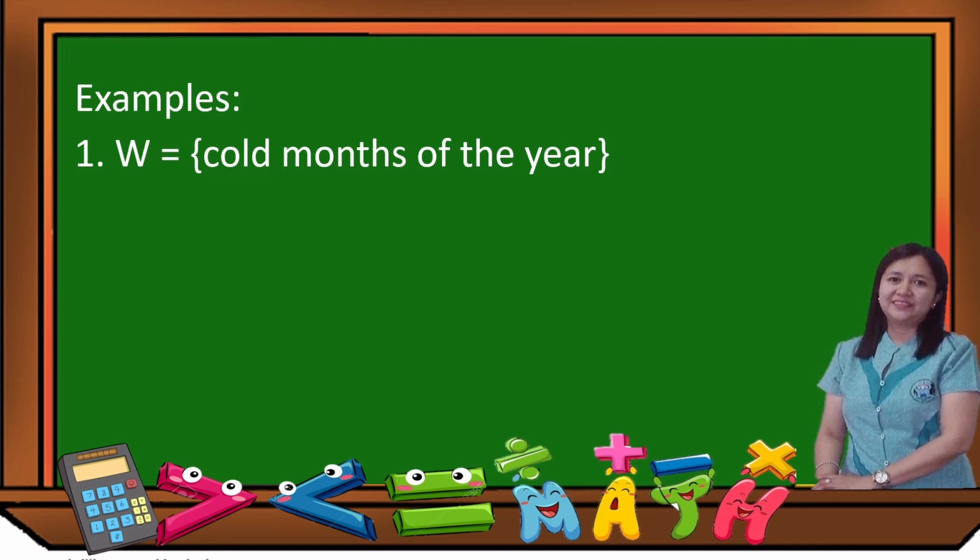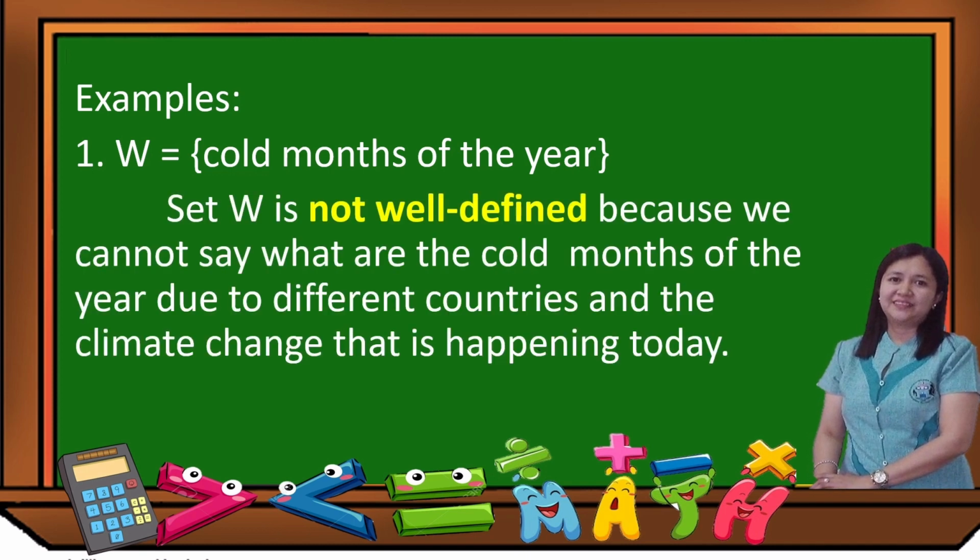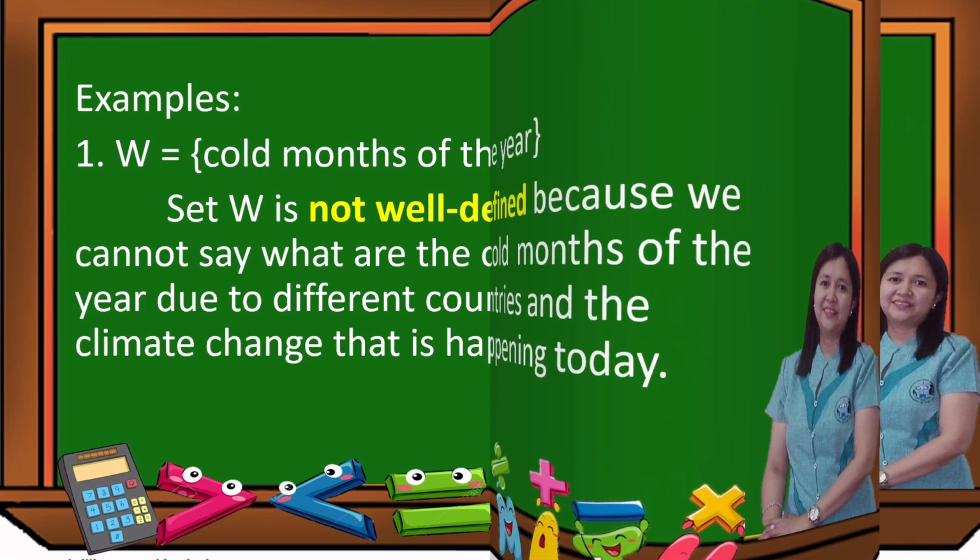Example 1, set W. The elements are the cold months of the year. Class, set W is not well defined because we cannot say what are the cold months of the year. This is due to different countries and the climate change that is happening today. Did you get that? Okay.